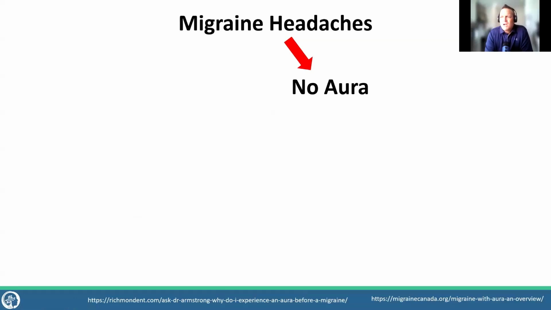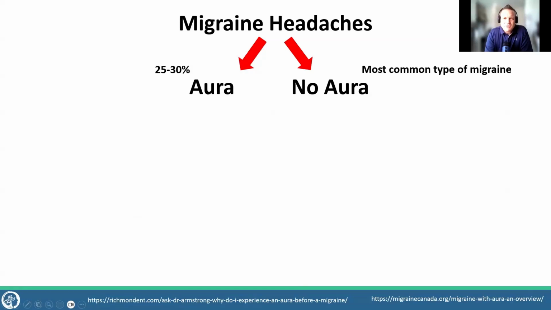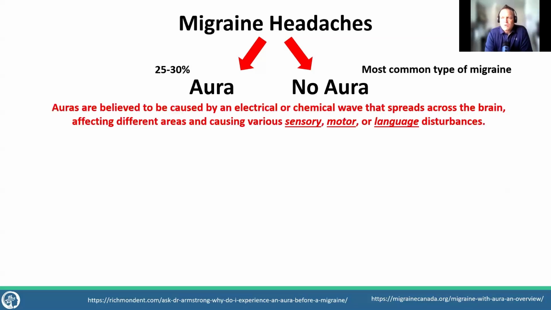We talk about them a lot. We talk about a migraine that has an aura or no aura. No aura is probably the most common type of migraine headache, although with aura, migraines, usually about 25 to 30% have an aura. Well, what in the heck is an aura? Auras are believed to be caused by an electrical or chemical wave that spreads across the brain that impacts your sensory nervous system, your motor nervous system, and sometimes your ability to speak.